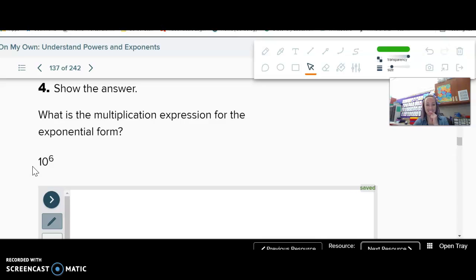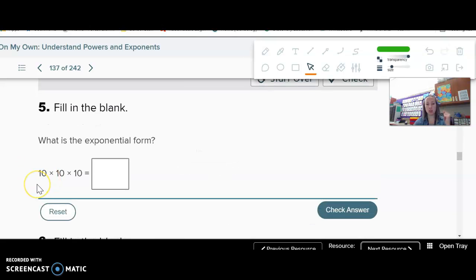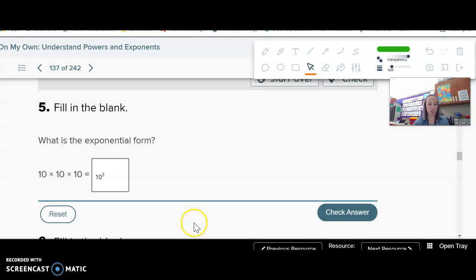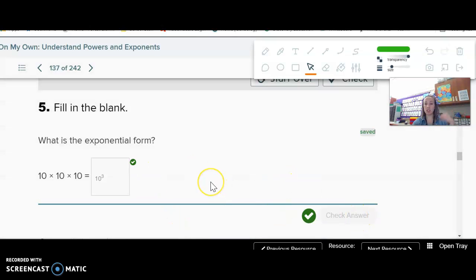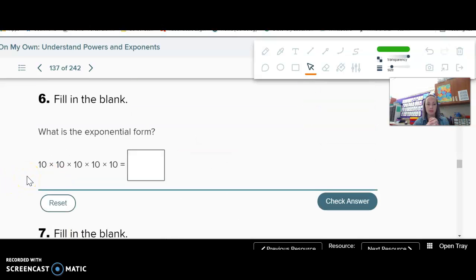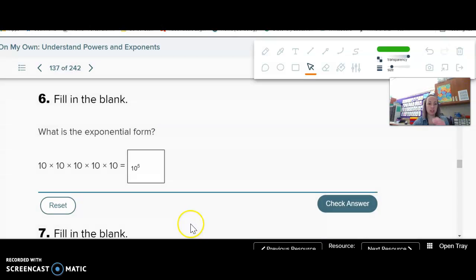Okay, we'll just do one more. All right, hopefully you got it. 6 tens. All right, so what would the exponential form be for this one? All right, hopefully you chose 10 to the 3rd power, because there are 3 tens, right? So it's to the 3rd power. All right, what about this one? All right, hopefully you got 10 to the 5th power, because there are 5 of them that I multiplied together.